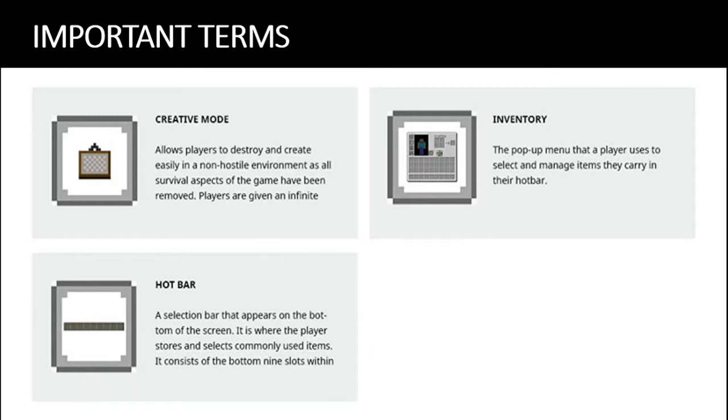Inventory. The pop-up menu that a player uses to select and manage items they carry in their hotbar is called inventory. The hotbar. This is a selection bar that appears on the bottom of the screen. It is where the player stores and selects commonly used items, and it consists of the bottom 9 slots within the inventory.